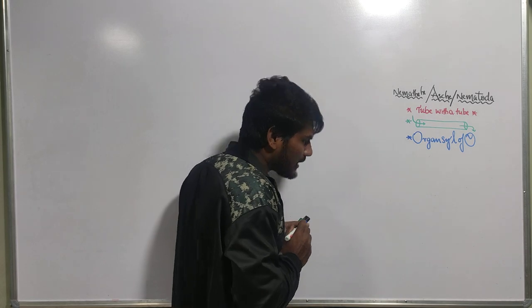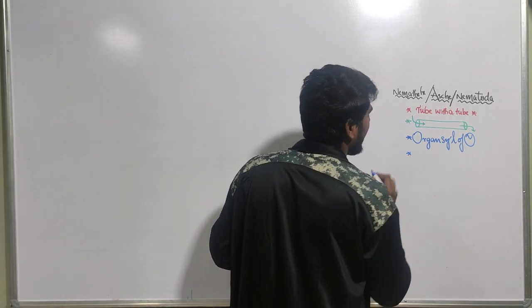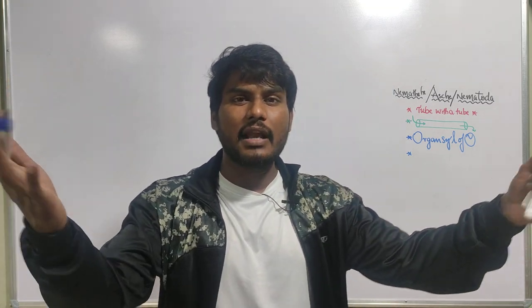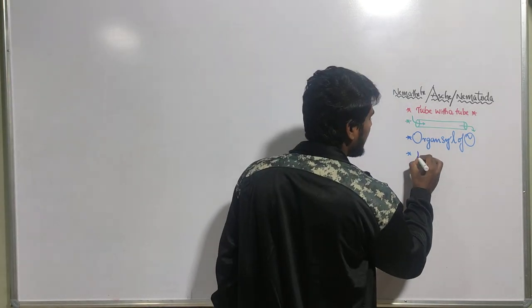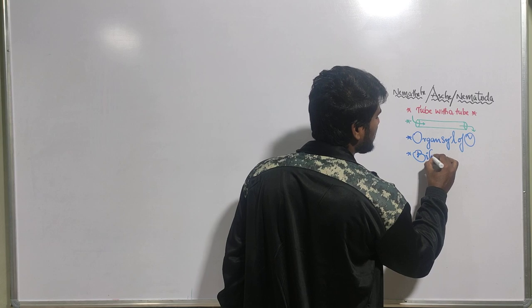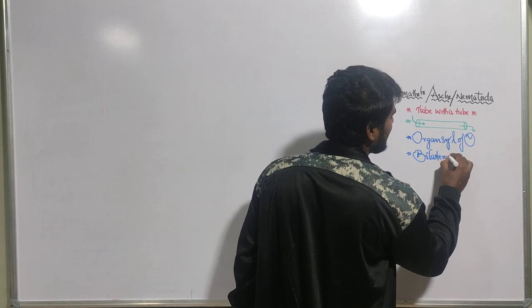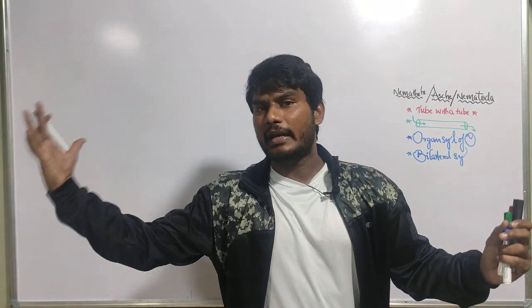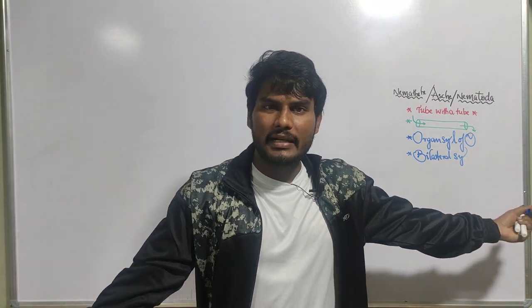Next, after organ system level of organization, what type of symmetry do they exhibit? When you cut the animal, it divides into how many equal halves? If it cuts into two equal halves, it is bilateral symmetry. Bi means two, lateral means sides. Two sides, the right side and the left side. This is bilateral symmetry.